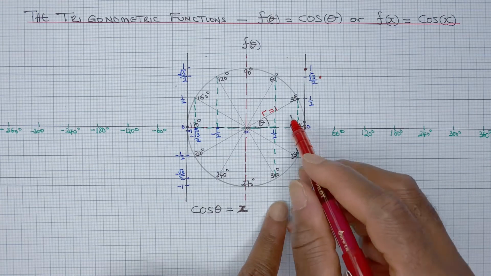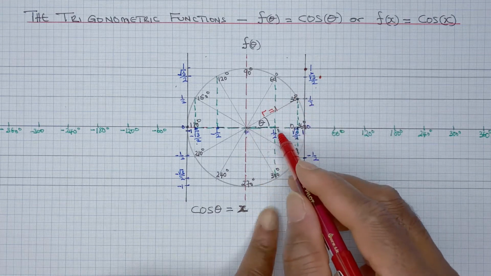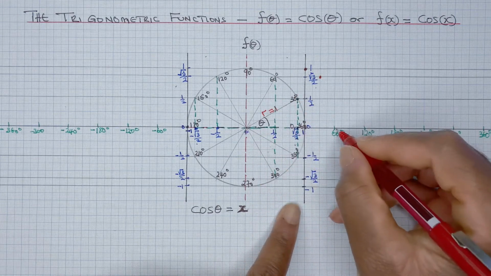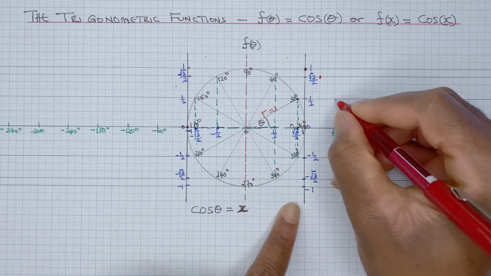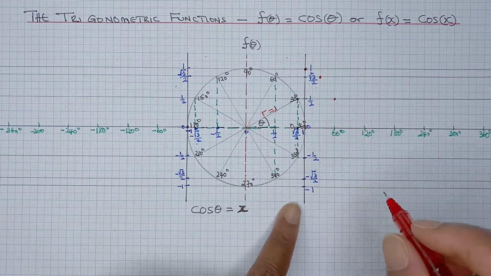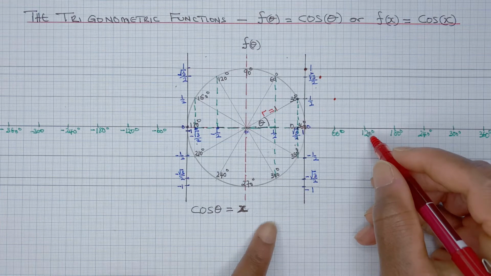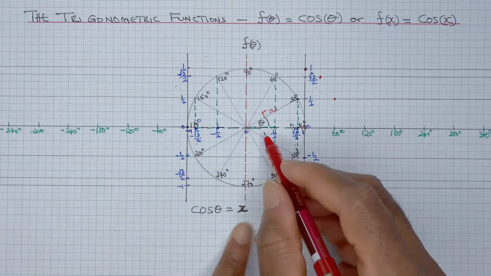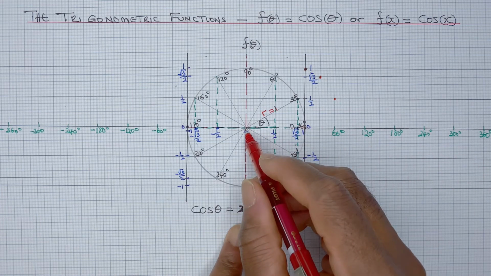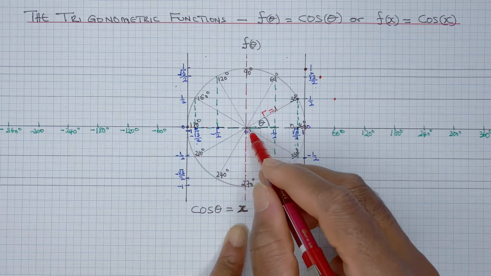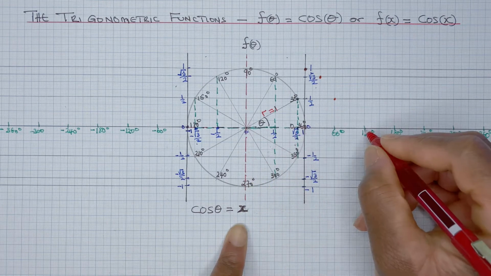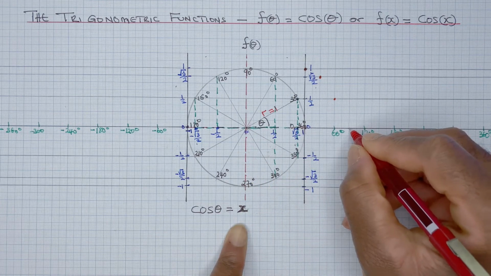At 60 degrees, the x value is a half, so we just mark a half. At 90 degrees, the x value is 0. At 0 degrees, x is 1. So at 90 degrees the x value is 0.